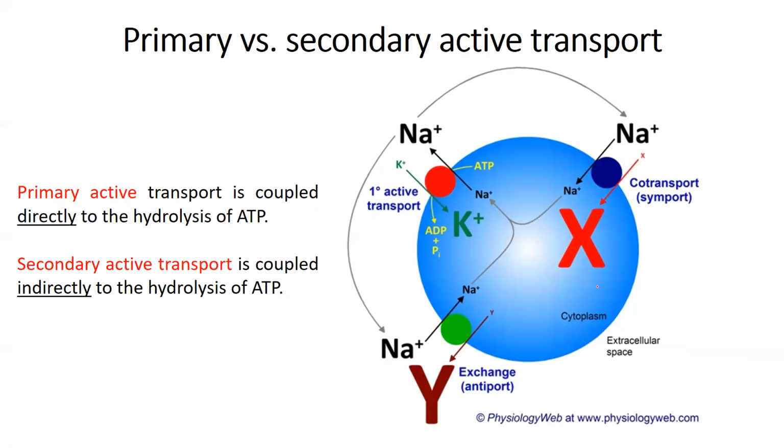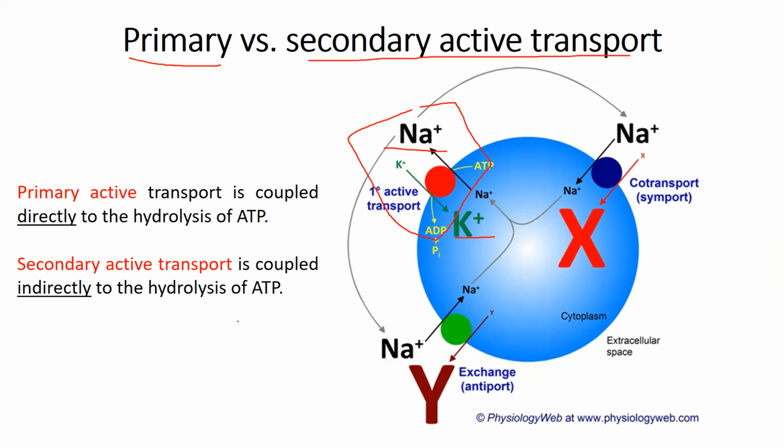Okay, and so active transport can be divided into two types: primary and secondary active transport. Primary active transport is like the sodium potassium pump, which we just described, where it directly uses energy, ATP, to move sodium and potassium against their concentration gradients, okay? So this is primary active transport, the sodium potassium pump.